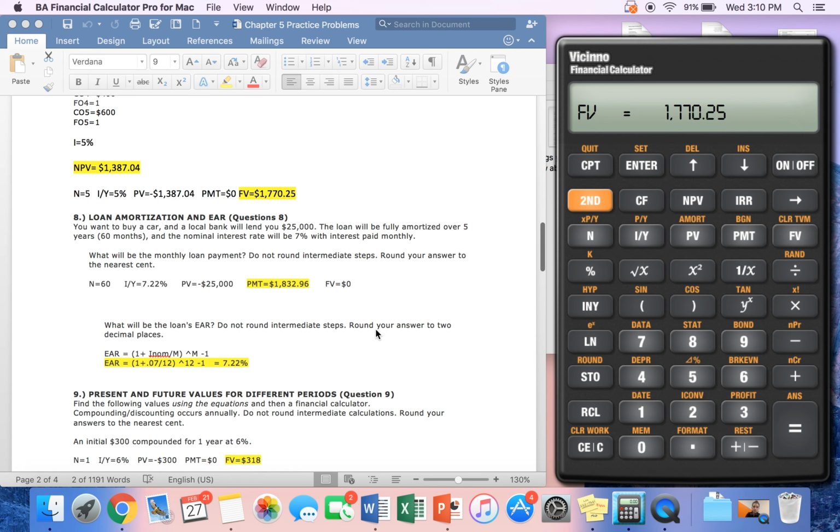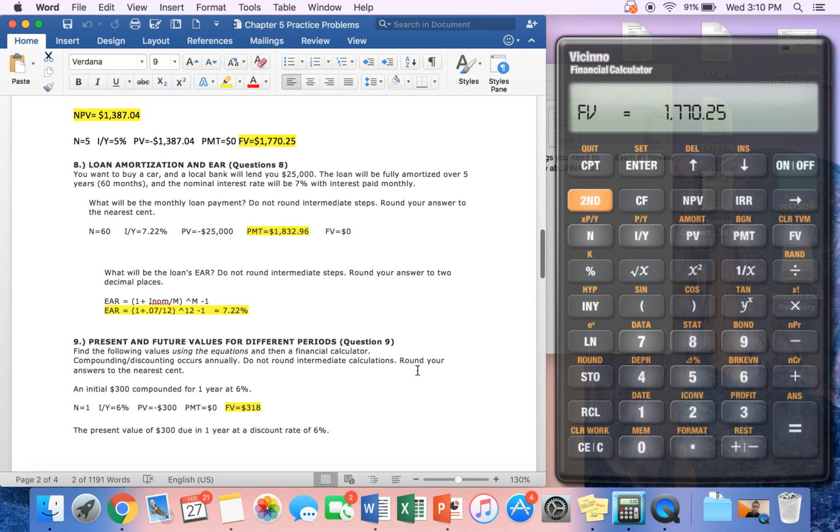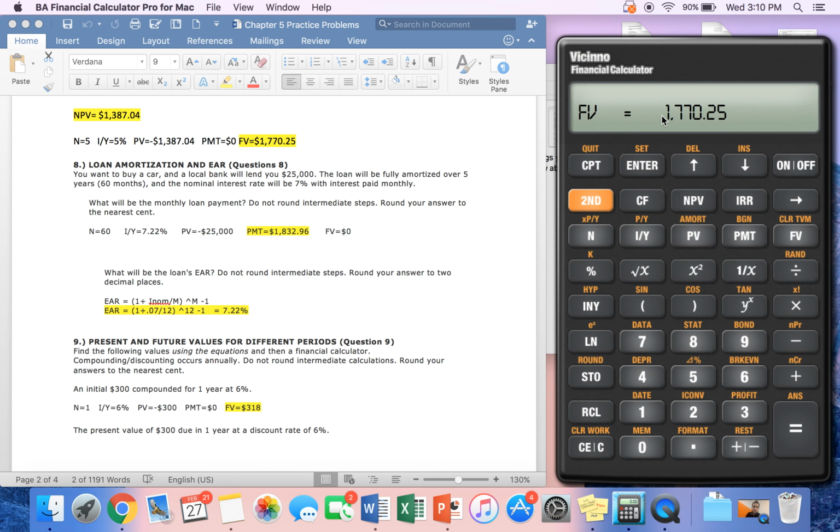Okay, so question number 8. Question number 8 is a loan amortization question, and it's also an effective annual rate question or calculation for year. So if we take a look at this question, it says you want to buy a car and a local bank will lend you $25,000 to do so. The loan will be fully amortized over 5 years or 60 months, and the nominal interest rate will be 7% with interest paid monthly. So this, like the previous question, is a two-part question.